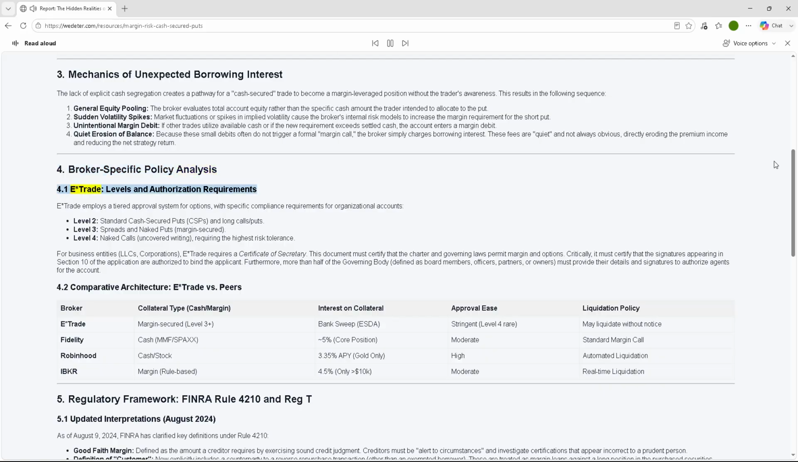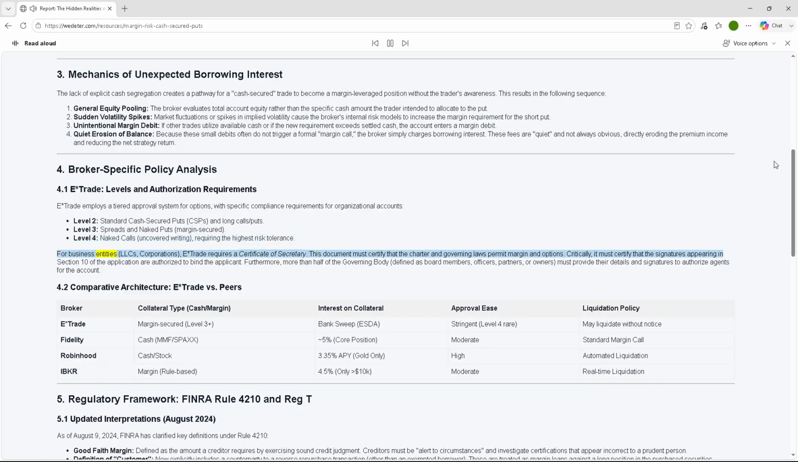4. Broker-specific policy analysis. 4.1 E-Trade. Levels and authorization requirements. E-Trade employs a tiered approval system for options, with specific compliance requirements for organizational accounts. Level 2. Standard cash-secured puts, CSPs, and long calls/puts. Level 3. Spreads and naked puts, margin secured. Level 4. Naked calls, uncovered writing, requiring the highest risk tolerance.